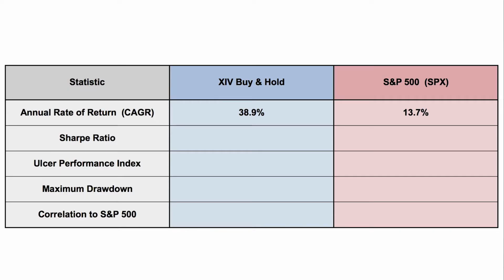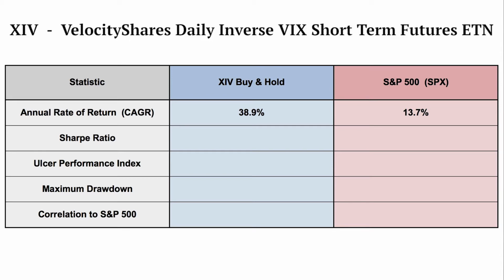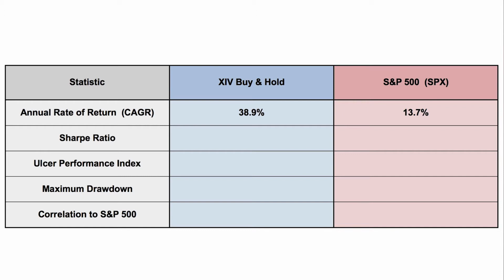Here we're looking at a comparison between two investment products. The XIV, which is the Velocity Shares Daily Inverse VIX Short-Term Futures ETN, and then the S&P 500. Now, I'm not advocating a buy and hold approach on either of these products. I just like to use real-world examples to illustrate things, but the process we go through here will be the same regardless of which products or which funds you're comparing. So looking at the annual rate of return, also called the compound annual growth rate, this is no contest.